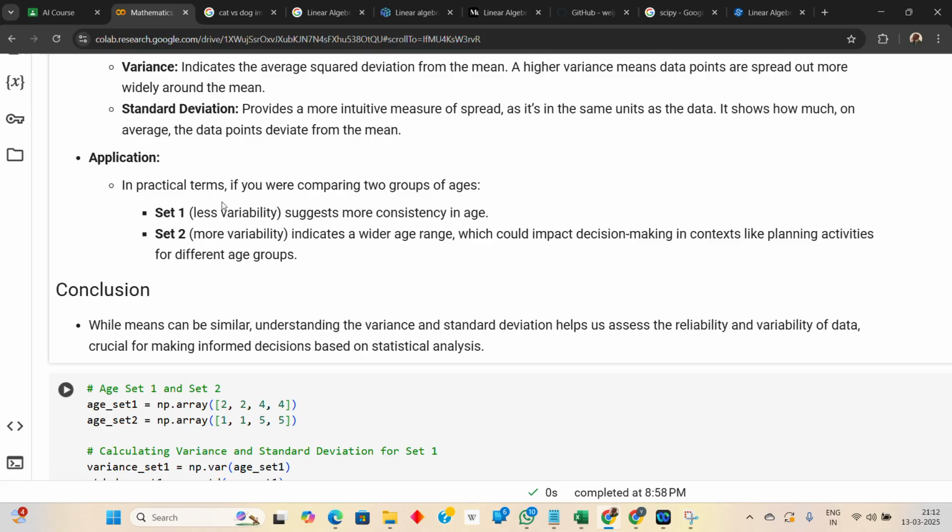If we have two sets where the mean is the same, then how can we decide? We calculate the variance and standard deviation, and we will know which one has less variability. That particular set is getting selected.